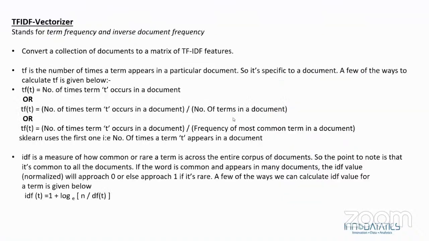Next slide. So, the TF-IDF vectorizer. We use the TF-IDF vectorizer to convert our categorical features into numerical features. TF-IDF stands for term frequency and inverse document frequency. We convert a collection of documents to a matrix of TF-IDF features. Here, TF stands for term frequency, which is the number of times a particular term t occurs in a document. And IDF is a measure of how common or rare a term is across the entire corpus of documents. In our case, the entire corpus of documents is the past career history of the students. The IDF formula is IDF(t) equals 1 plus log(n/df(t)). Next slide.